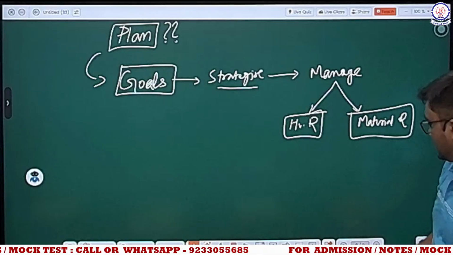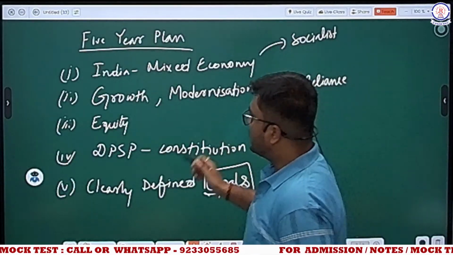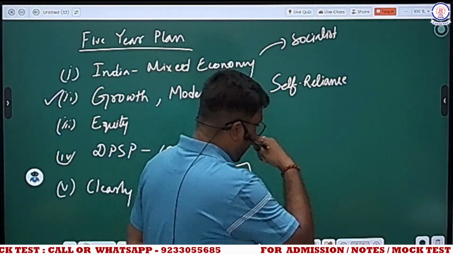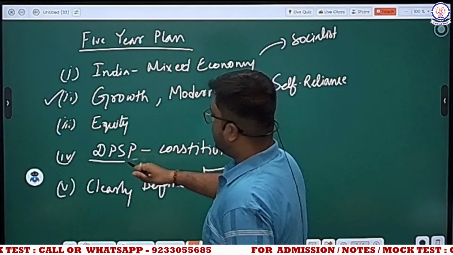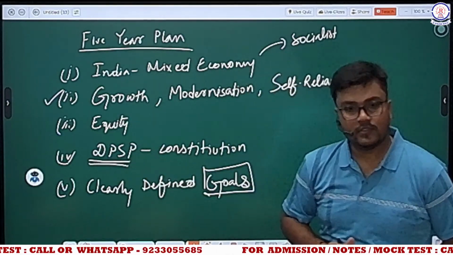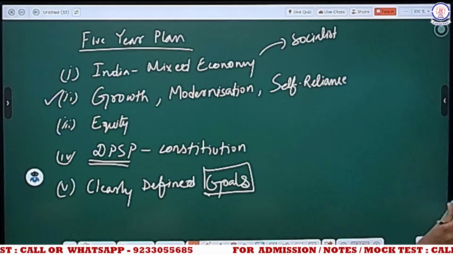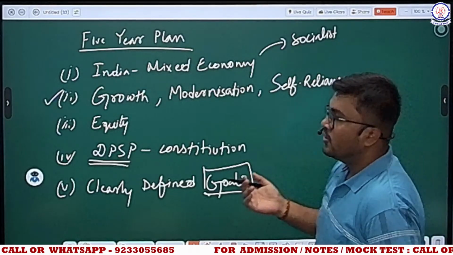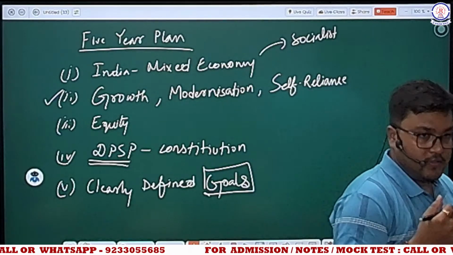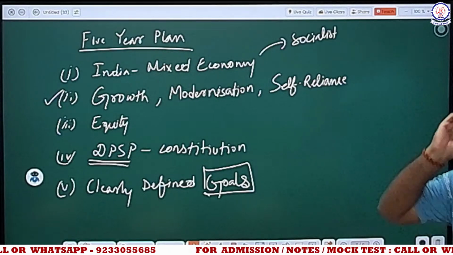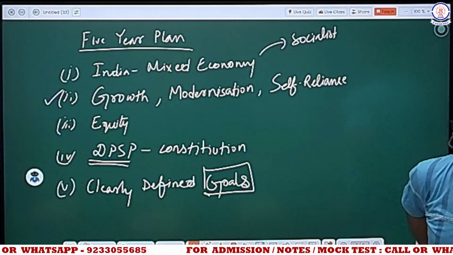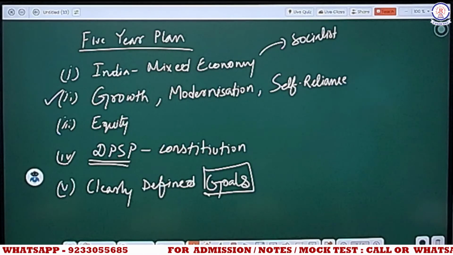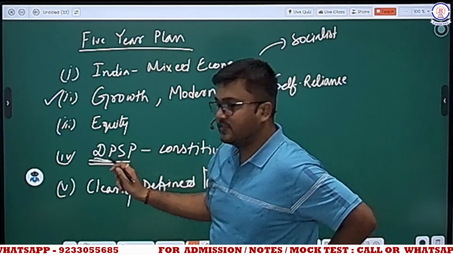So after the setting of goals, the main goals were growth, modernization, self-reliance, equity. Now DPSP, if you have completed your polity classes, you would know that DPSP are mainly to manage the future generation. That is the directive principles of state policy, not fundamentals of state. If in future any new policy were to be implemented by the state or by the government or the legislatures, they had to keep in mind these directive principles.